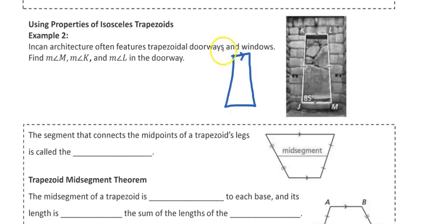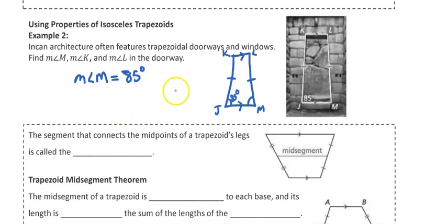It shows us that KL is parallel to JM. It also shows us that the legs are congruent. So since the legs are congruent, we know that angle J, which is 85 degrees, is going to be congruent to angle M. So we know that the measure of angle M is also 85 degrees.